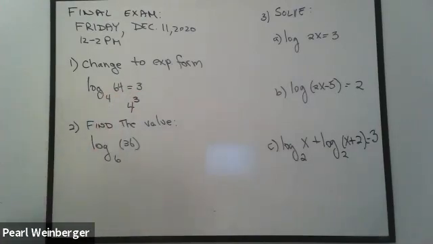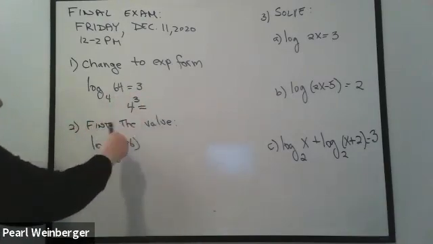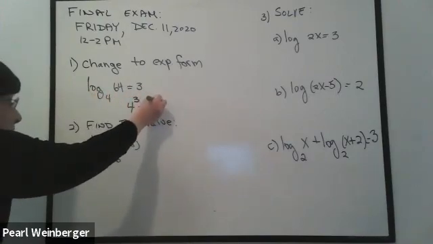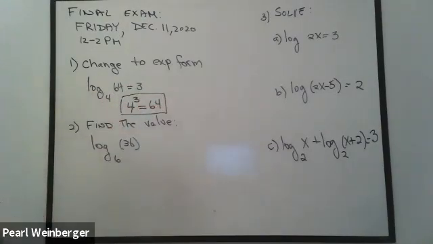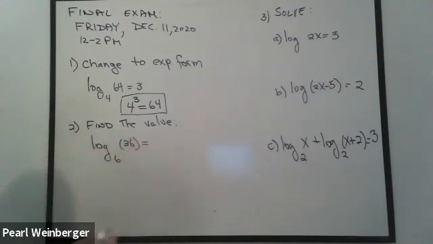So this would be 4 to the third, and that's equal to the number that's right next to the word log, which is the 64. So here would be your answer in exponential form. And that's all that this asks you to do. It asks you to switch this from logarithmic form to exponential. Now, that'll give us a hint as to how to solve all these other questions.